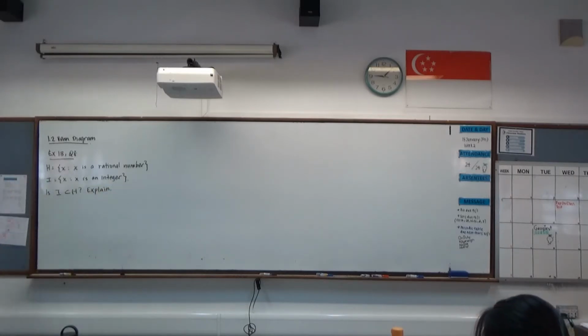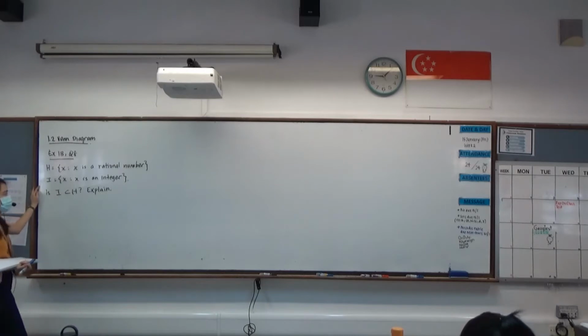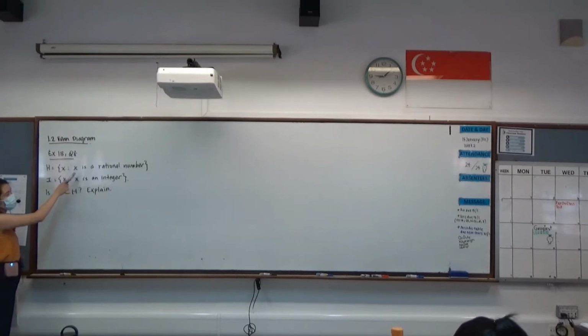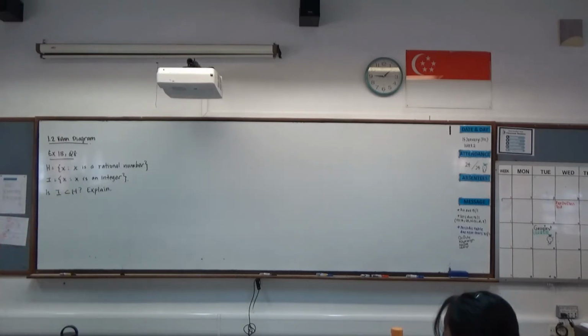So in exercise 1B, question 8, we are given H to be a set containing rational numbers and then I to be a set containing all the integers. The question is asking whether I is a proper subset of H or not and asking to explain. So what do you think? Is I a proper subset of H? That means in other words, are all integers rational numbers?